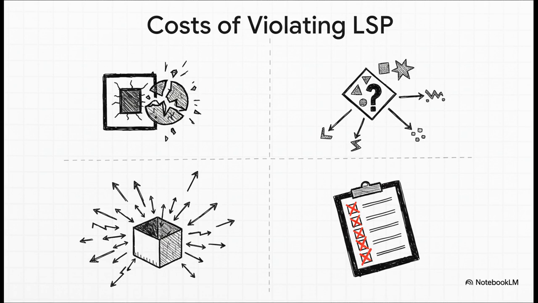And what do we do to protect ourselves? We start littering our code with type checks, right? Asking, if this object is a square, do this. Otherwise, do that. And this just kills extensibility. The whole system's behavior becomes unpredictable, and trying to write clean, simple unit tests becomes an absolute nightmare.